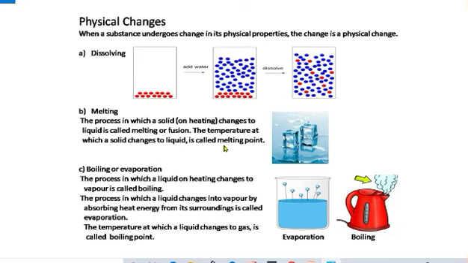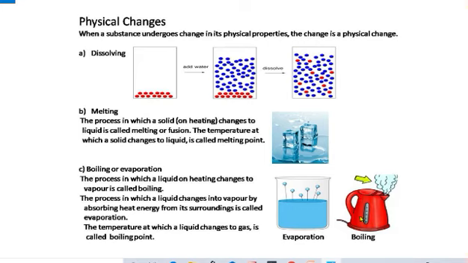What is melting point? The temperature at which a solid changes to liquid. That temperature is the melting point of that solid. Now, boiling or evaporation. The process in which a liquid on heating changes to vapor is called boiling. When it is heated, this one is boiling.